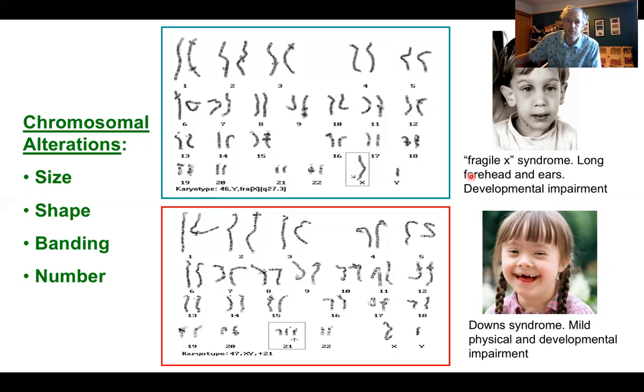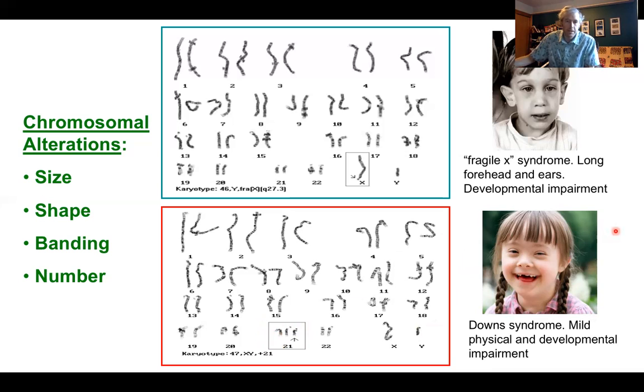Fragile X syndrome is associated with a sort of long forehead, longer ears, and some form of developmental impairment. This karyotype change on the bottom is one that a lot of people will actually be familiar with. This is a duplicate in pair 21, and that leads to Down syndrome. So if you have an extra chromosome, you tend to get Down syndrome, which has the characteristic mild physical and developmental impairment.